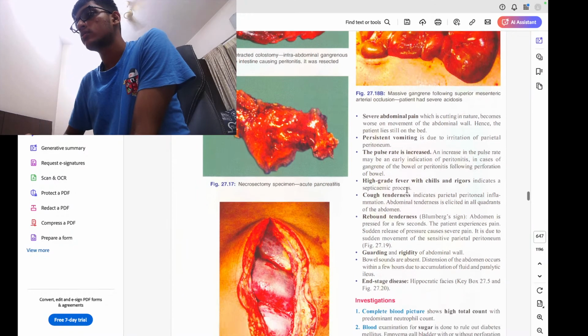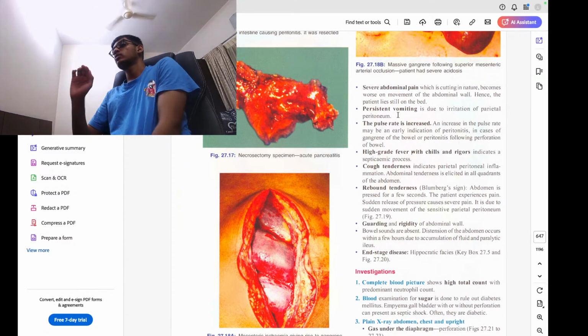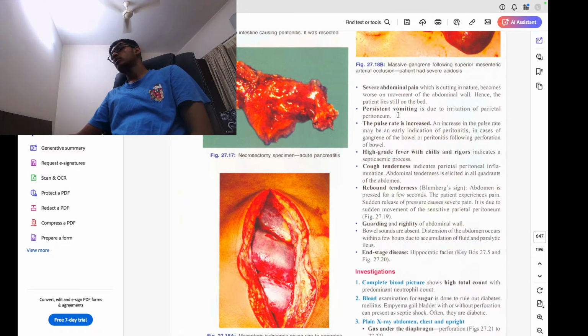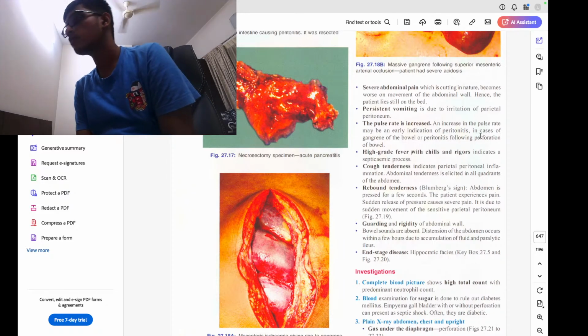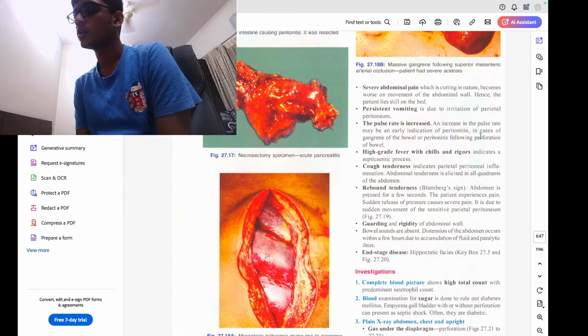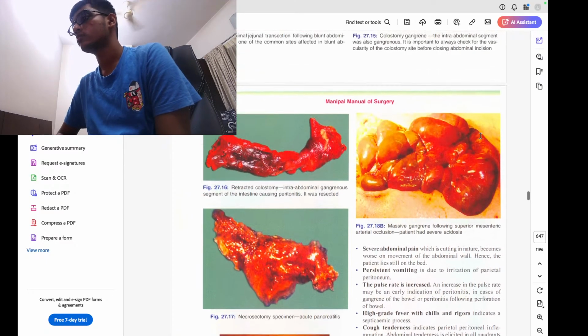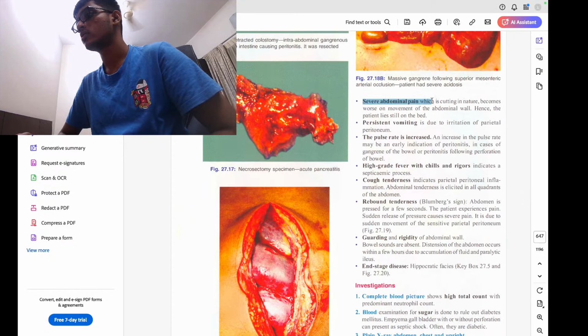Patient has severe acidosis. Then severe abdominal pain, which is cutting in nature, worsens with movement of the abdominal wall, hence the patient lies still in bed. Persistent vomiting is due to irritation of the parietal peritoneum. Pulse rate is increased. Increase in pulse rate may be an early indication of peritonitis, in case of gangrene of the bowel or peritonitis following perforation of the bowel. High grade fever with chills and rigors indicates sepsis. Again severe abdominal pain, persistent, cutting in nature, with movement of the abdomen.